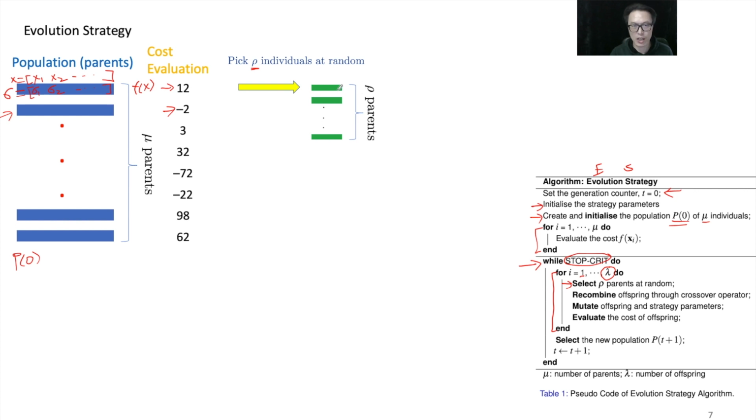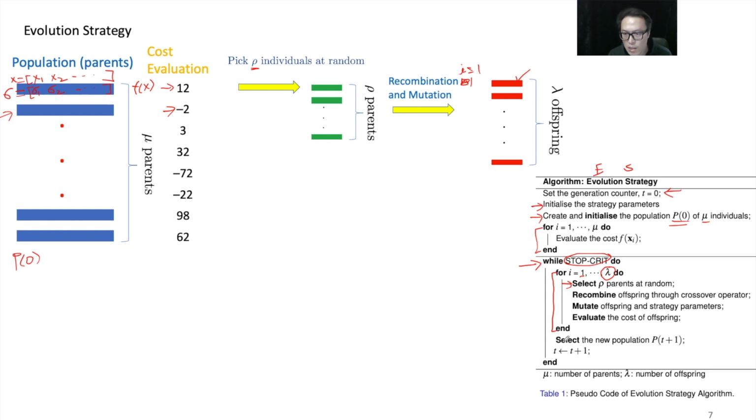This rho parent, and actually they are some of the blue bars right here, and then we are going to come up with, for example, this is the i equals 1. When i equals 1, we come up with the first offspring, okay? And then, because once we have this rho parents, we do recombination, we do mutation, we generate the first offspring.